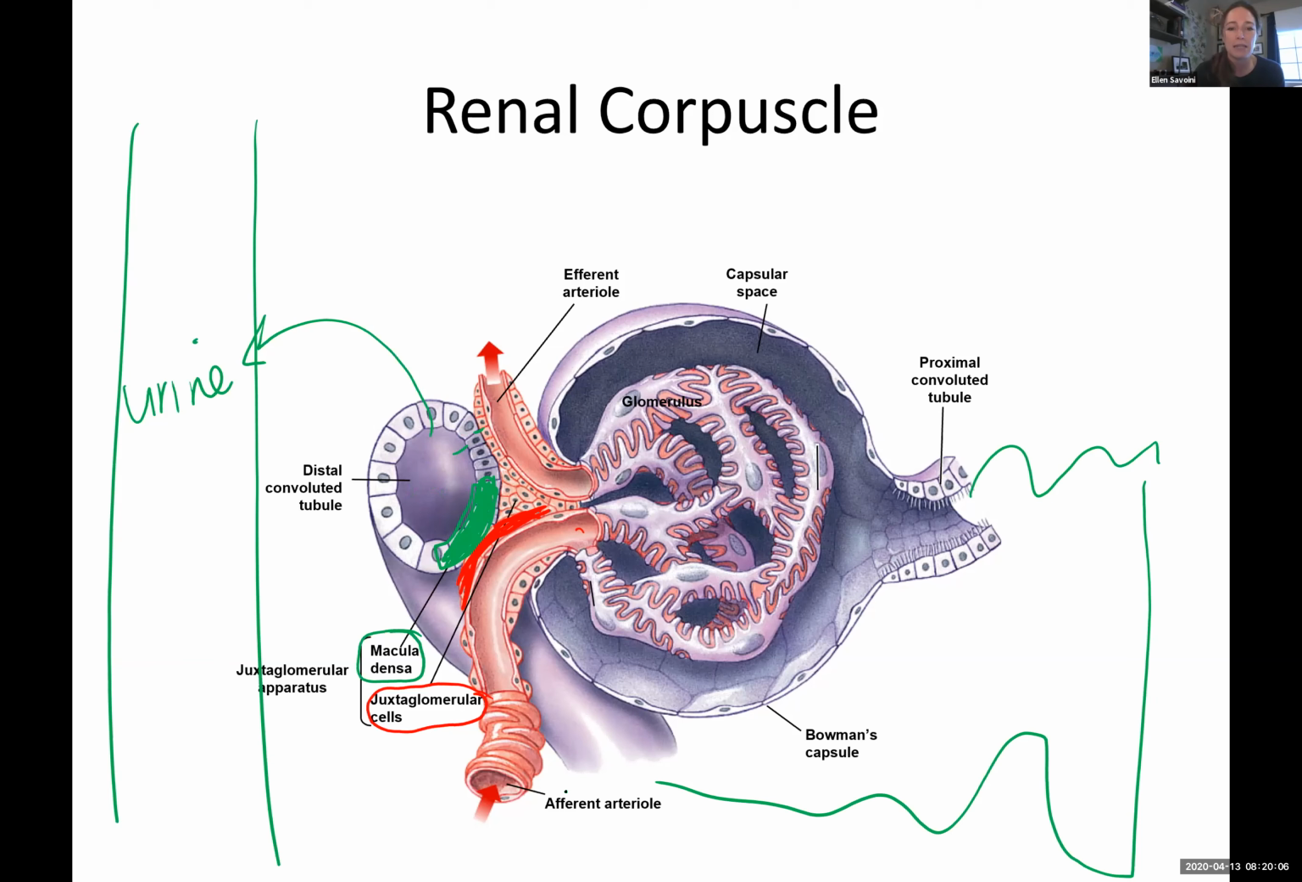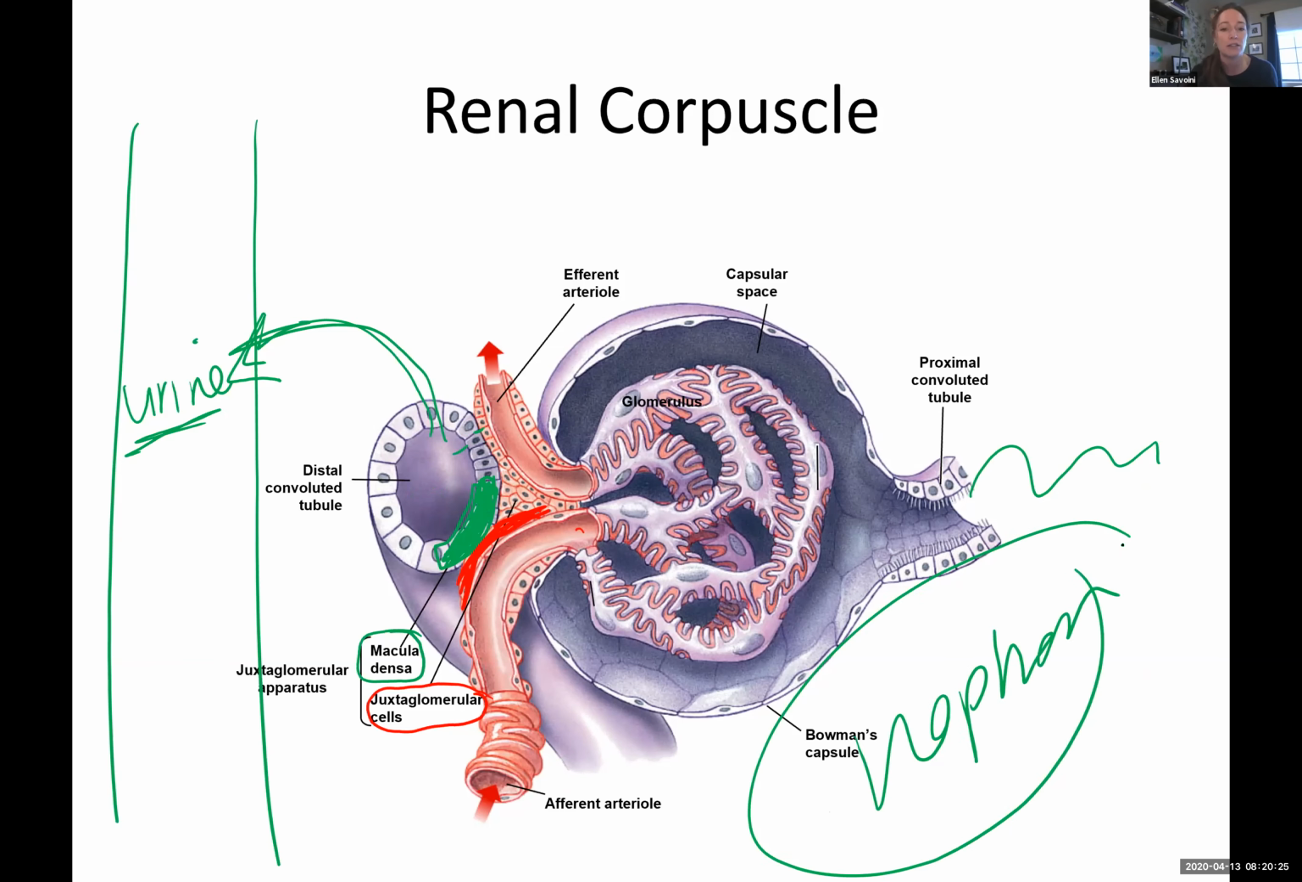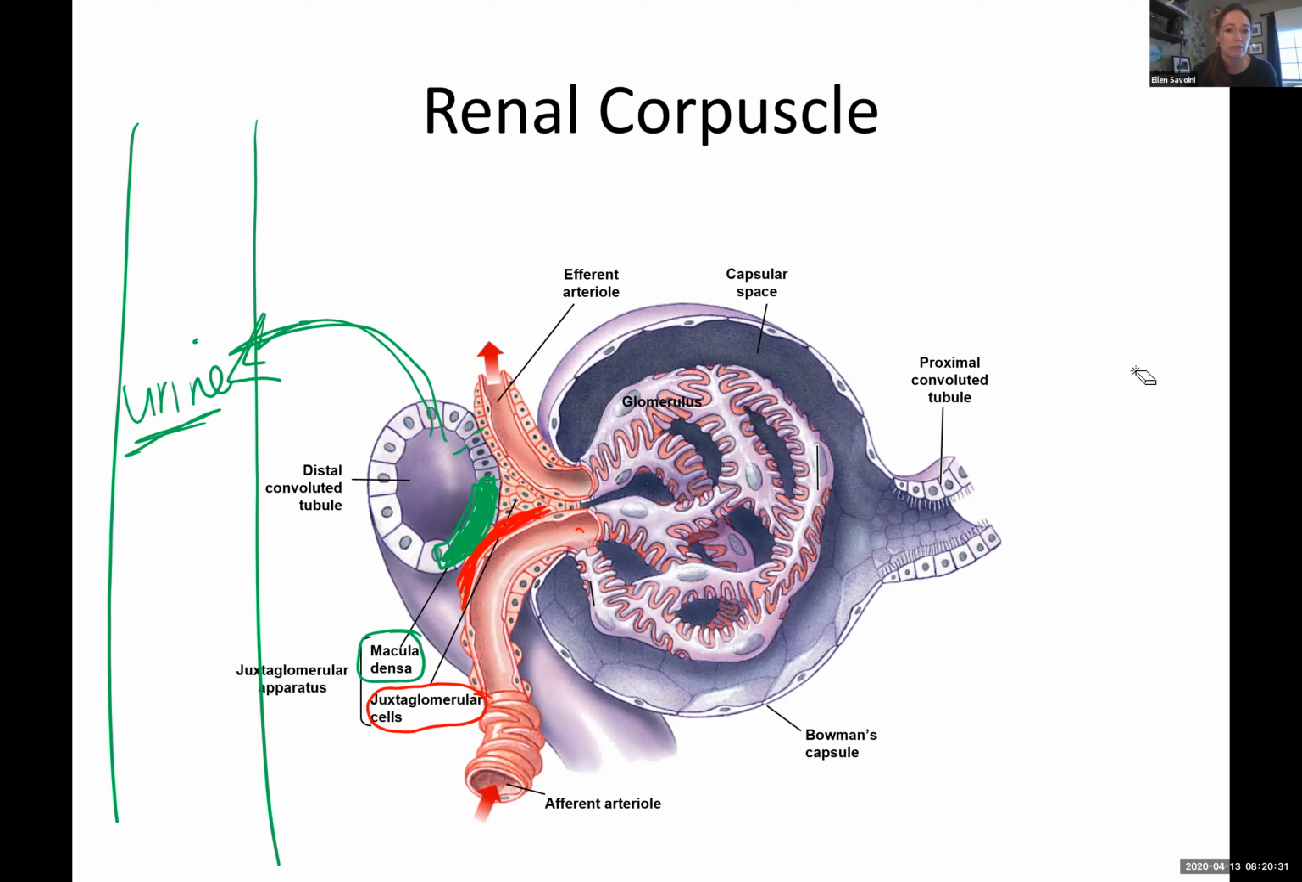The macula densa double checks that what we're dumping out into the urine is indeed what we have too much of coming into the blood. It's a checks and balance kind of situation where it's able to send signals to the rest of the nephron to maybe not leave so much in the filtrate. Maybe we want to retain some more of one of the solutes.